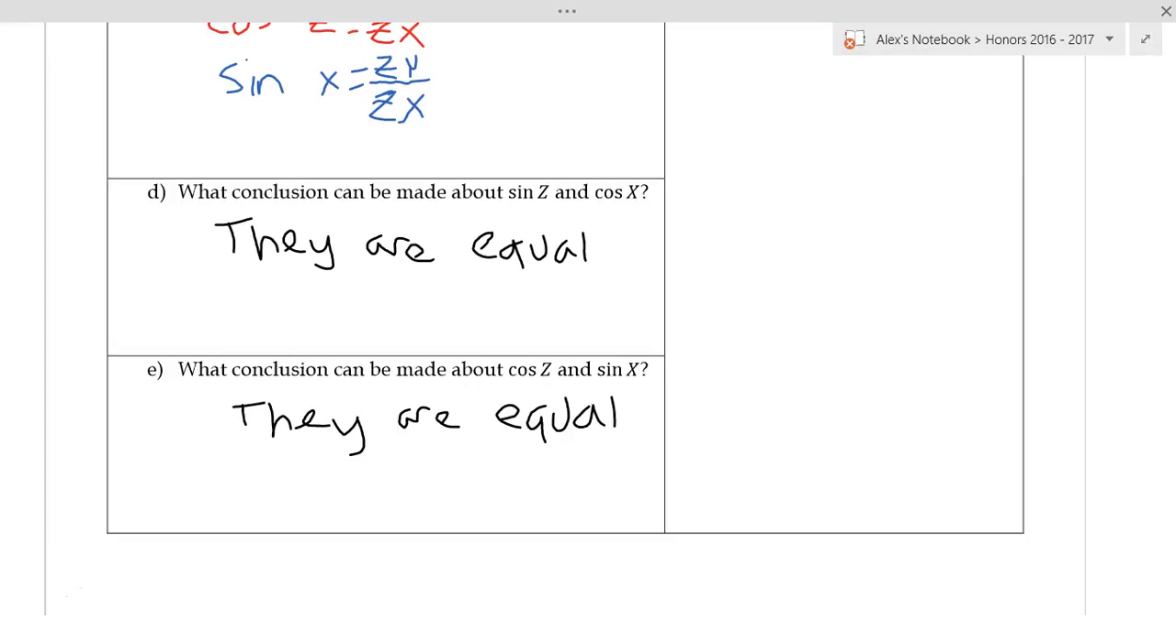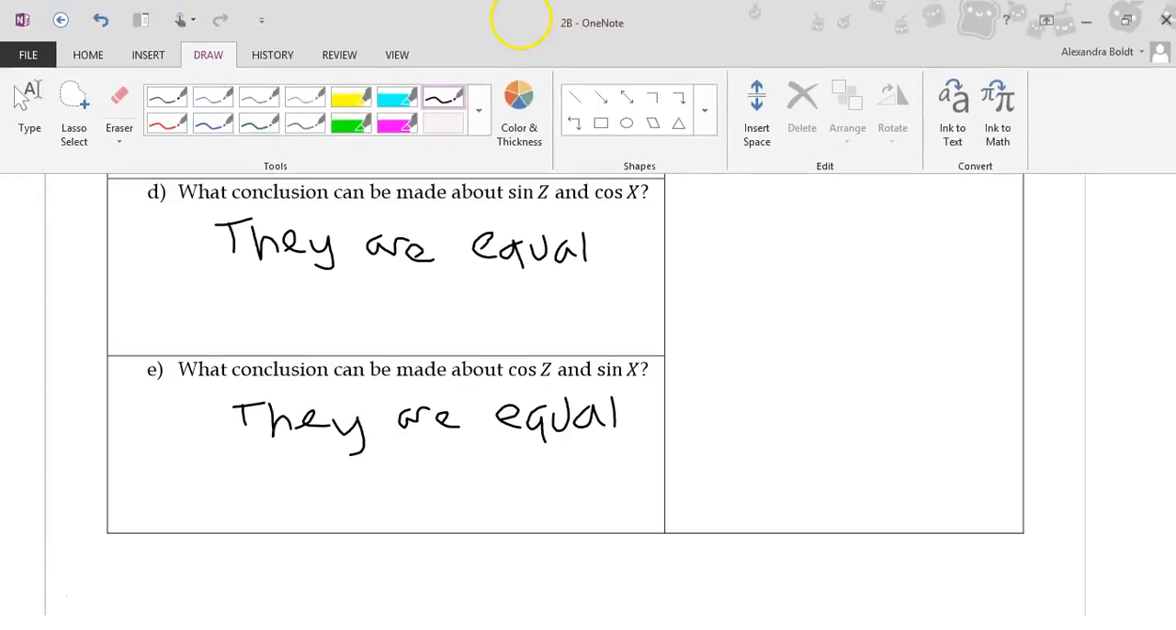So our main conclusion here is when you have two complementary angles, if two angles add up to 90 degrees, their cosine and their sine are going to be equal. So if they add up to 90 degrees, their cosine and their sine are going to be equal.